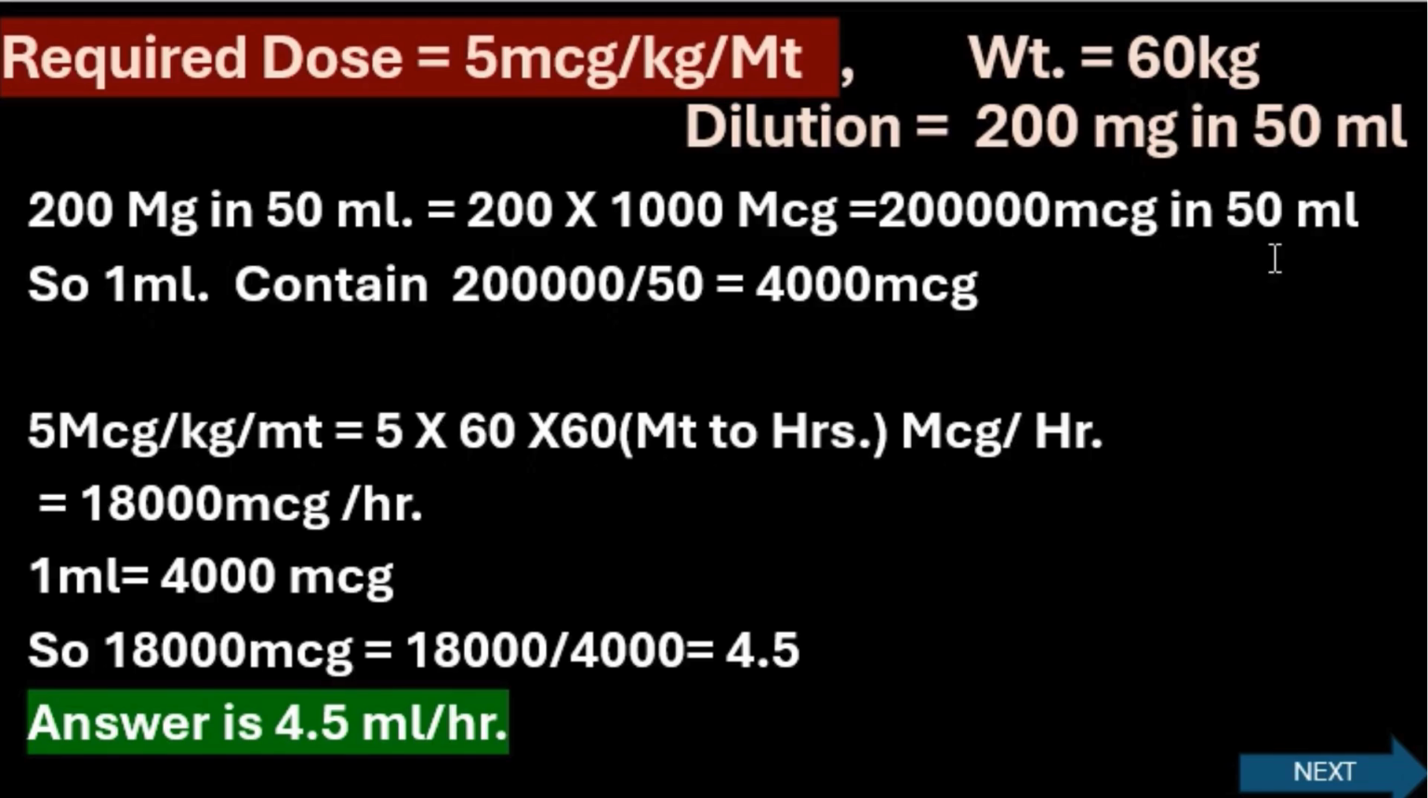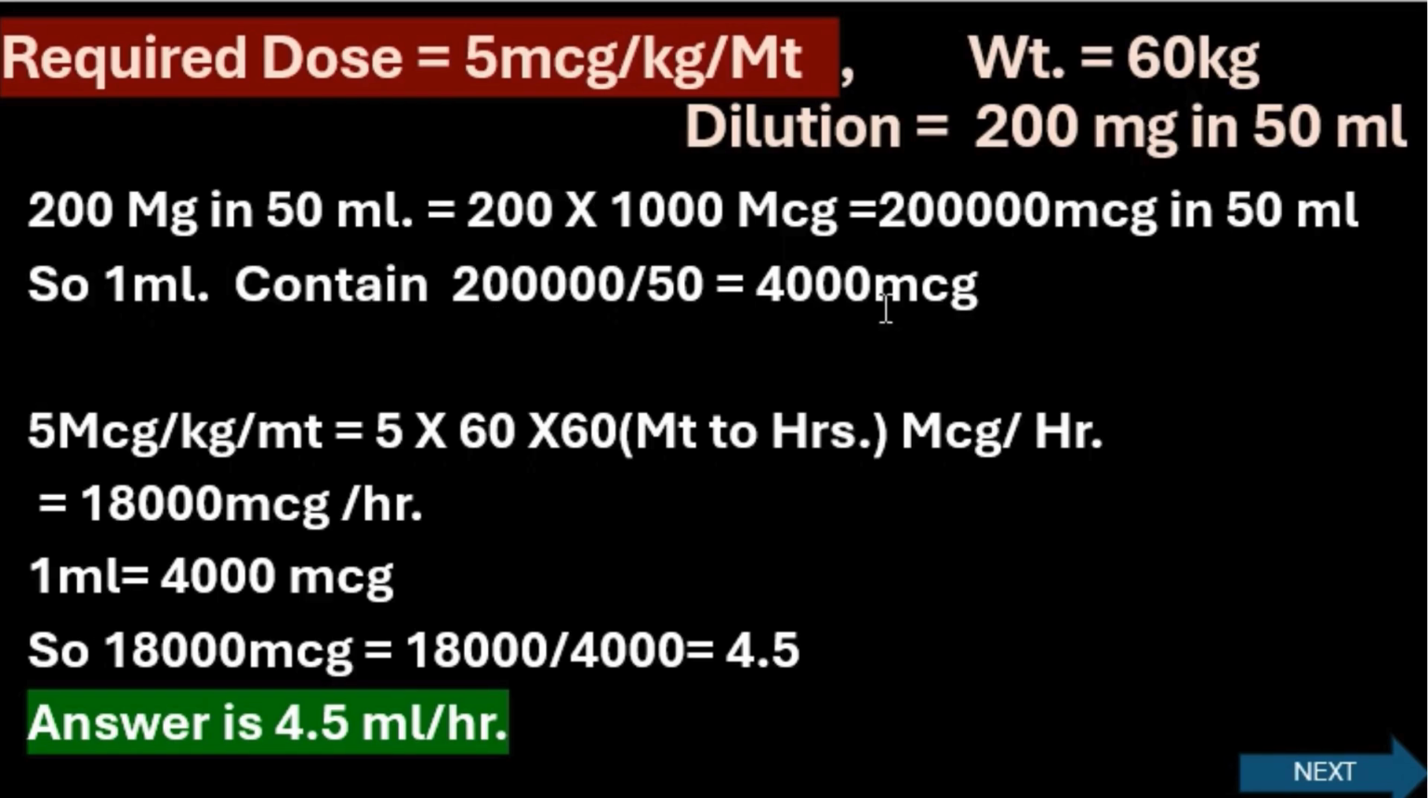So 1 ml is containing 200,000 divided by 50, that is 4,000 microgram. So each ml of this diluted solution will contain, sorry, 4,000 micrograms. See, that is the calculation. Per ml we have to find first, 1 ml is containing how much? That is the main thing you have to identify. So each ml contains 200,000 by 50, that is 4,000 microgram.